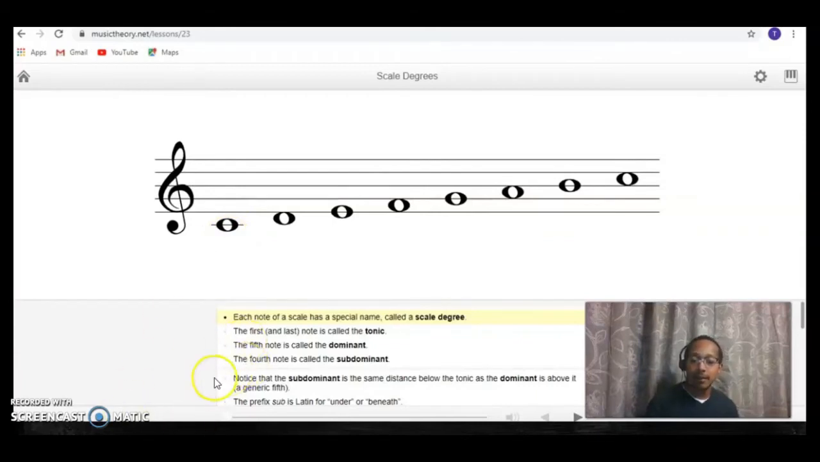Looking next, the fifth note is called the dominant. 1, 2, 3, 4, 5. Fifth note is G, that's correct. Dominant. Tonic C, dominant G. And the fourth note is called the subdominant, because remember that prefix sub means under, so this is underneath the note. G here, F here.